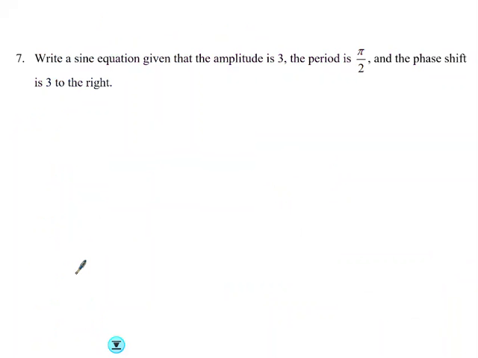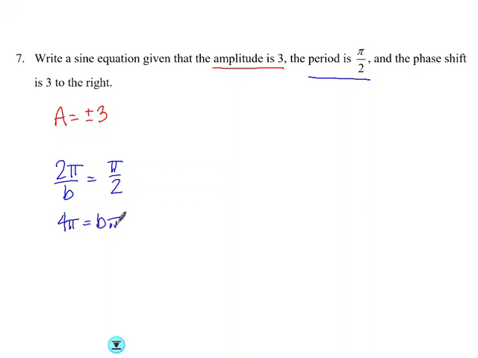Our last problem, we want to write the equation of a sine function given that the amplitude is 3, the period is pi over 2, and the phase shift is 3 to the right. So, since the amplitude is 3, that means that a is either positive or -3. We have no way of knowing which it is. The period is pi over 2. We know that 2 pi divided by b tells us the period. So we can just solve this for b. If we cross multiply, we have 4 pi equals b pi, so b is 4.